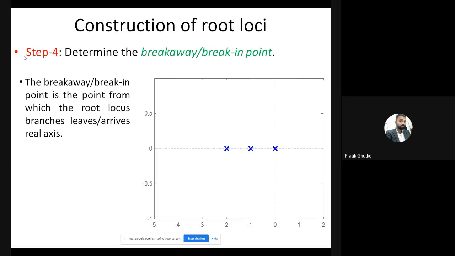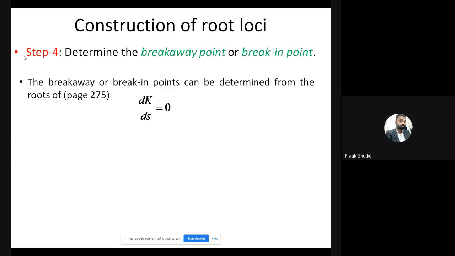Yes, now determine the breakaway points. You know how to calculate the breakaway points. For calculating the breakaway point, I have to take the characteristic equation, that is 1 plus G(s)H(s) equals 0. The breakaway point or break-in point is where the root locus branches leave or arrive on the real axis. So determine the breakaway point or the break-in point.